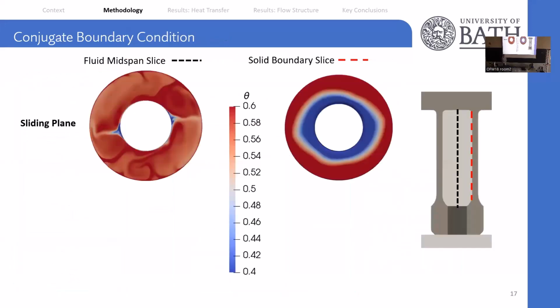And just to show how this actually affects the results, I have an instantaneous slice of the midspan of the fluid there on the left, and the boundary condition of the solid as seen from the solid that has been received from the fluid. And if you notice on the left, you can see two clear cold plumes that are from these unsteady structures, as I mentioned before. And we can see that in the solid boundary, these are then passed instantaneously.